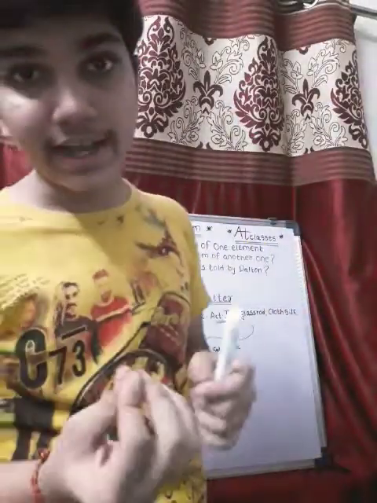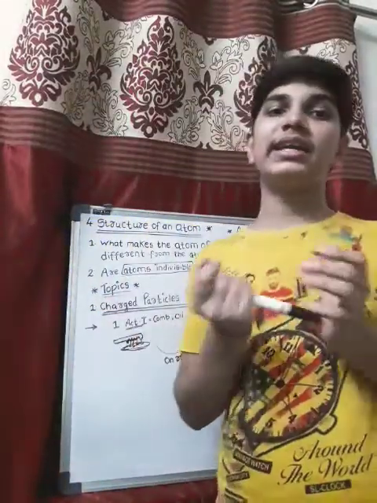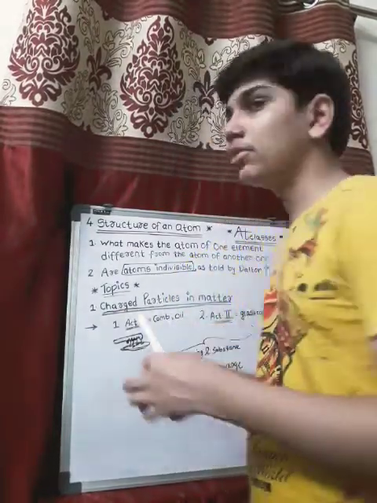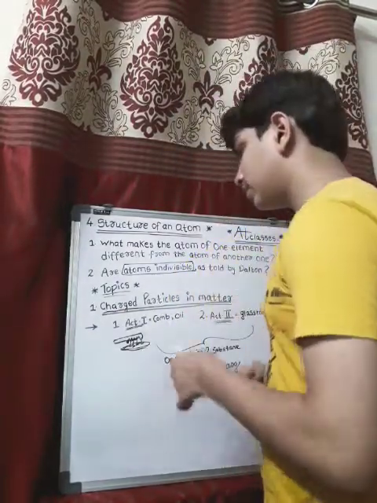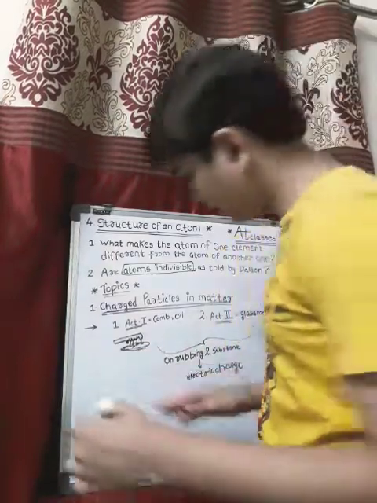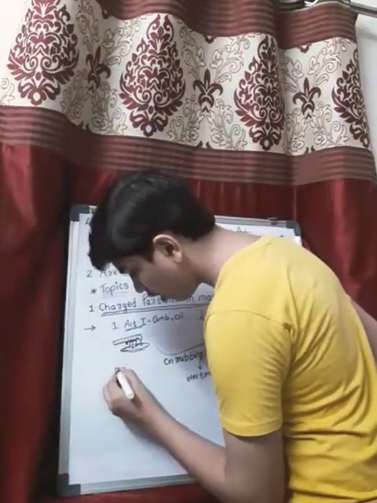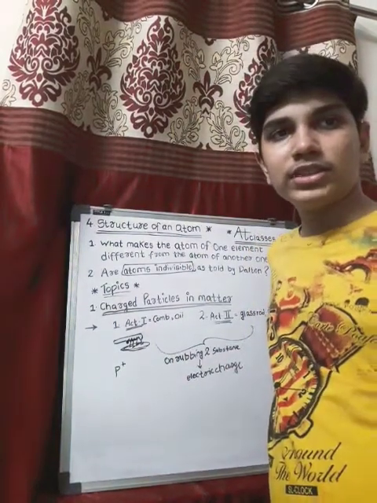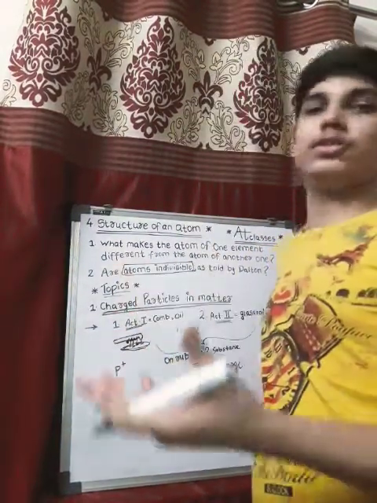Now these rays were positively charged radiation, which ultimately led to the discovery of another subatomic particle. After J.J. Thomson, he also came to know that there is also something positive, right? Positive something, where there is negative, there is positive.